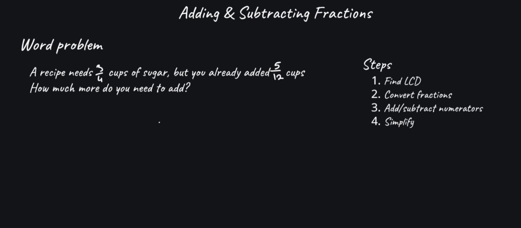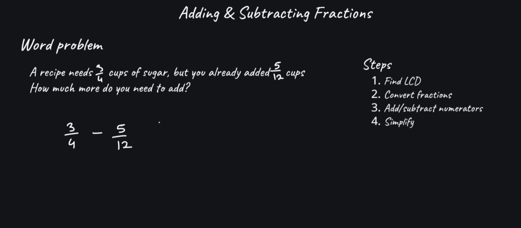Here's a word problem. So the recipe needs 3 over 4 cups of sugar, but you already added 5 over 12 cups. How much more do you need to add? So let's take the data we need from this problem. What are the numbers we're working with? We need 3 over 4, but then we already added 5 over 12. So how much more should we add? So it's 3 over 4 minus 5 over 12.